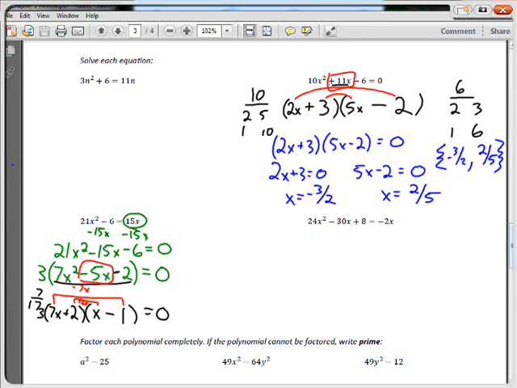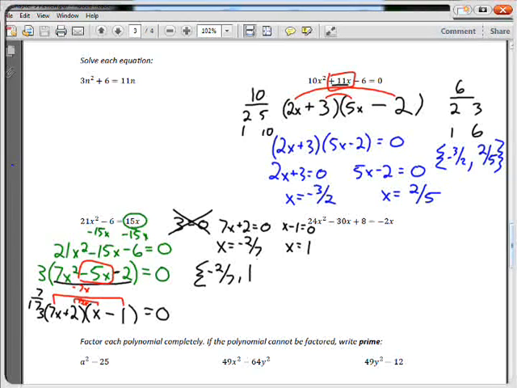And set that equal to 0. So I know then that either 3 is equal to 0, which can't happen. We know that 3 is not equal to 0. Or 7x plus 2 equals 0. Or x minus 1 is equal to 0. And so I'll get x is equal to negative 2/7 or x is equal to 1. And so I'll have negative 2/7 and 1 as my answers.